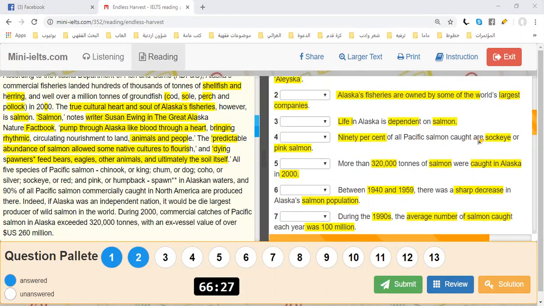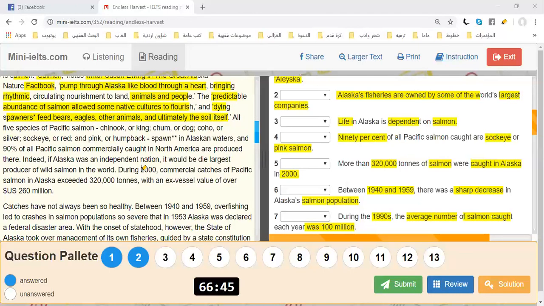Point four. 90% of all Pacific salmon caught are sockeye or pink salmon. So we are looking for this percentage, 90%. When you have a percentage, a number, a year, or a date, it's much easier to find it by a quick glance, okay? All five species of salmon, Chinook, King, Chum, Dog, Coho or Silver, Sockeye or Red and Pink or Humpback, spawn in Alaskan waters, and 90%. Okay, here is the key percentage: 90% of all Pacific salmon commercially caught in North America are produced there.